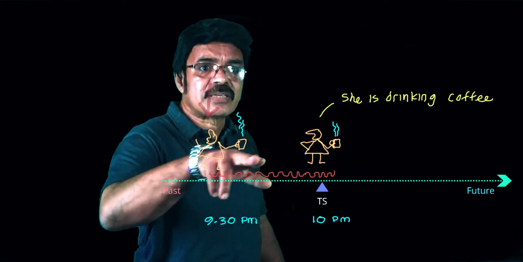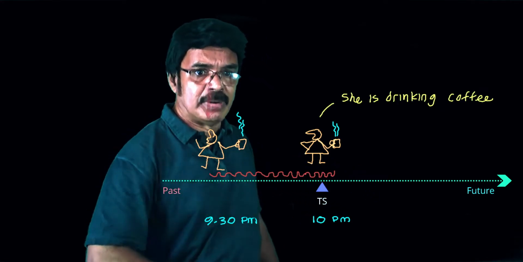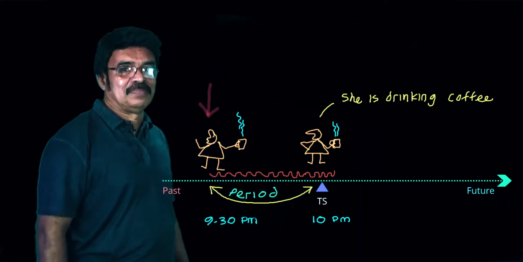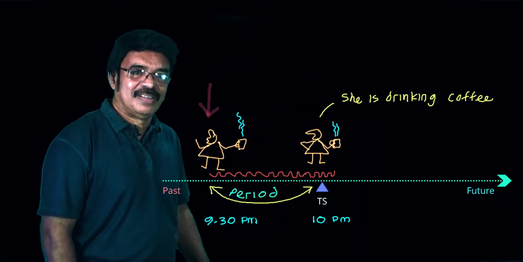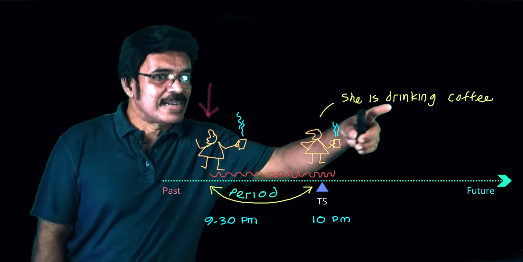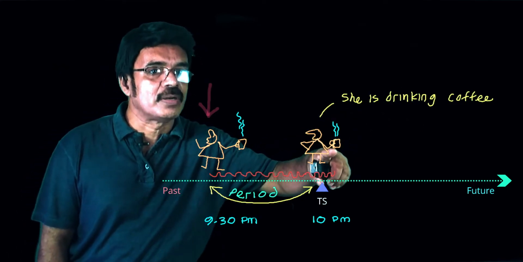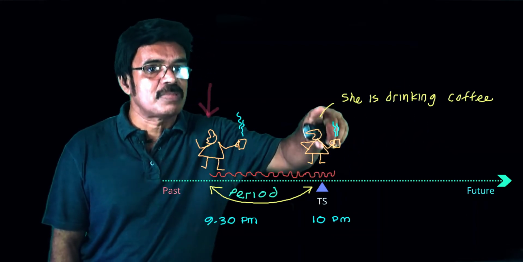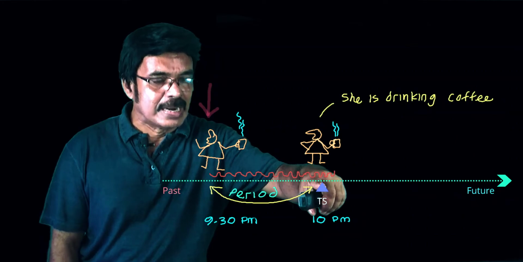Something different has come to the timeline. What is that? That is a period. A period has come. Now it is different. Now it is not this sentence now. That should be different. This sentence tells us about something happening at that particular time.